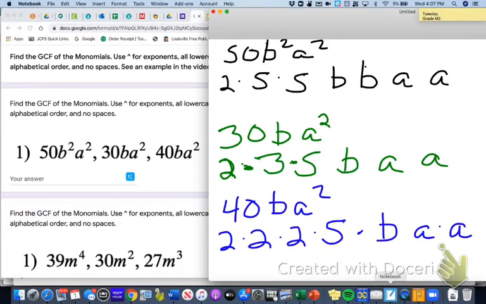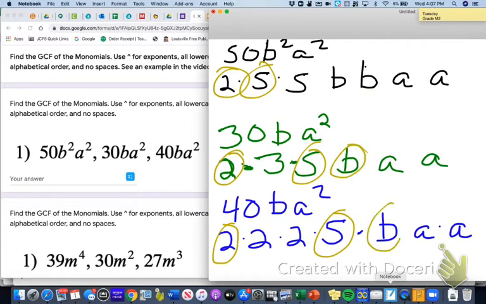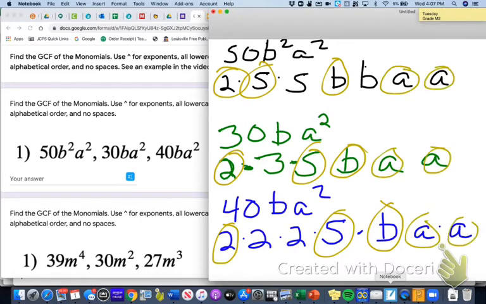Now, of course, step 2 is that I need to see what they have in common. So what are those factors that are in all three of those monomials? We've got a 2, a 2, and a 2. We've got a 5 and a 5. And this one has 2 B's, but the others only have 1 B, so they've got 1 B in common. And then they've got 2 A's in common.